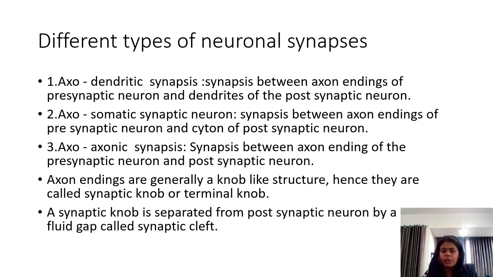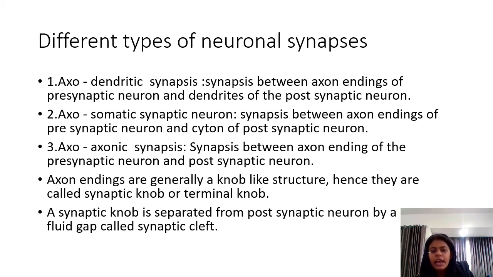Different types of neuronal synapses. Axodendritic synapse: here the synapse is between axon endings of the presynaptic neuron and dendrites of the postsynaptic neuron. That is, the junction is between an axon and a dendron. The presynaptic end is an axon and the postsynaptic end is a dendron. So in between an axon and a dendron there is a synapse, and then it is called an axodendritic synapse.